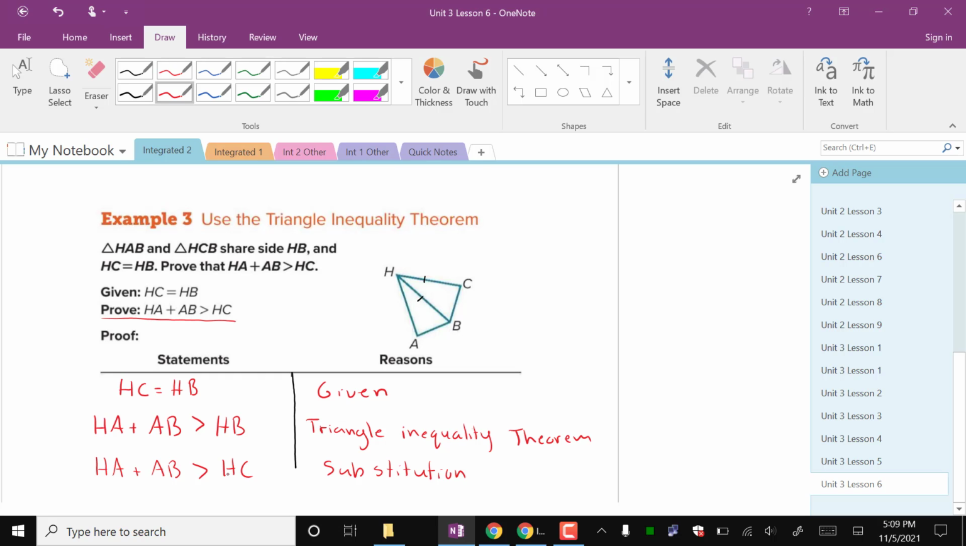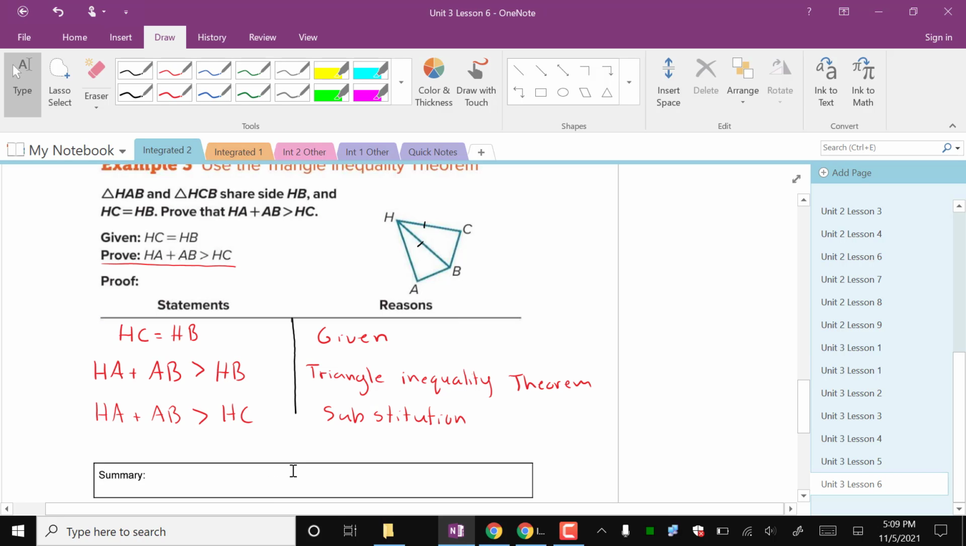So go ahead and go through these notes about the triangle inequality theorem. Jot down a quick summary at the bottom about what the triangle inequality theorem means to you, and then use these notes to help you answer the practice problems.